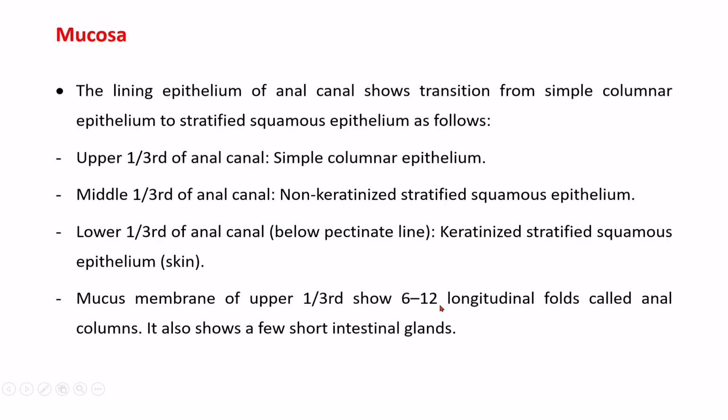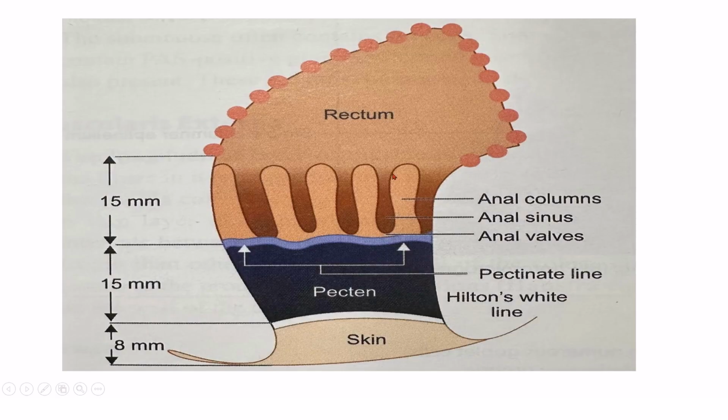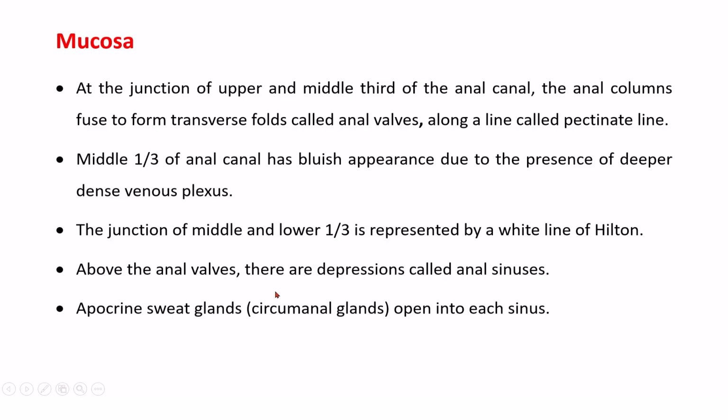Mucous membrane of the upper one third shows 6 to 12 longitudinal folds called anal columns. It also shows a few short intestinal glands. You can see here these are the anal columns, which are joined by anal valves. Above the anal valves, you can see these are the anal sinuses where circumanal glands open. So this is the pectinate line. Here you can see this is the white line of Hilton. So the pectinate line acts as a watershed line.